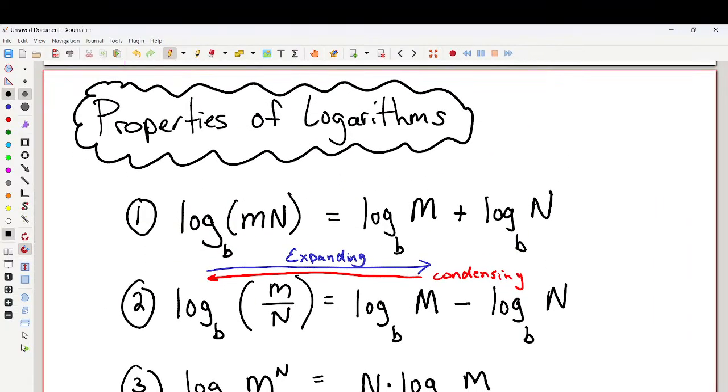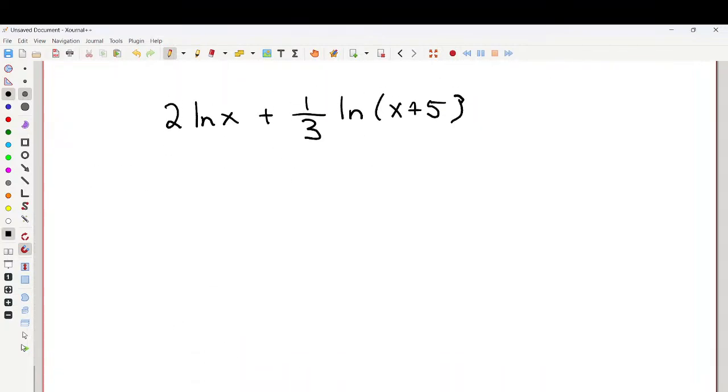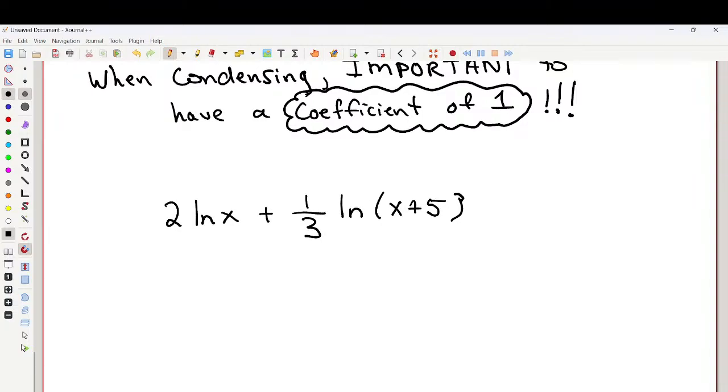1 logarithm of something plus 1 logarithm of something condenses to their product, okay? No fear though, if there's not 1, we're just gonna bring it up. We're gonna use that third property, which says, hey, you can bring it down. Then we're gonna say, nah, we don't want it down, bring it back up.